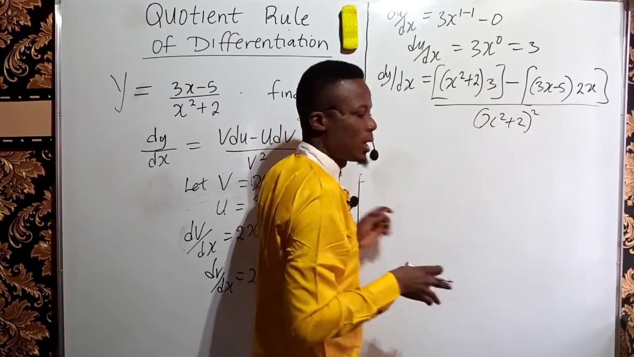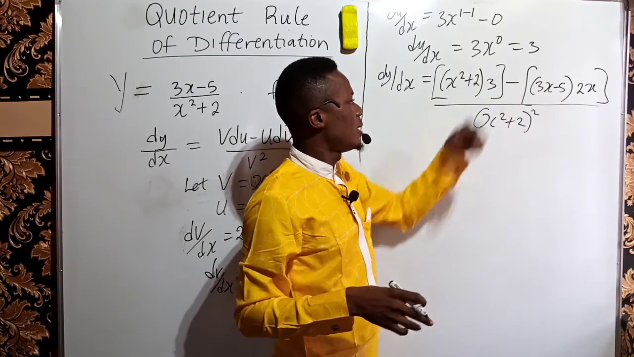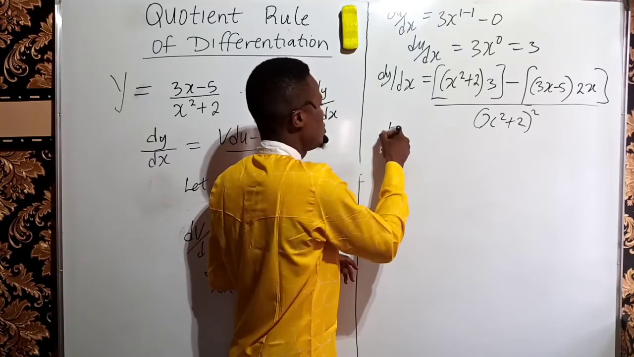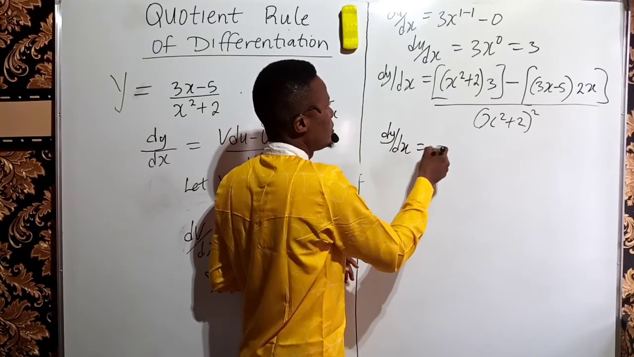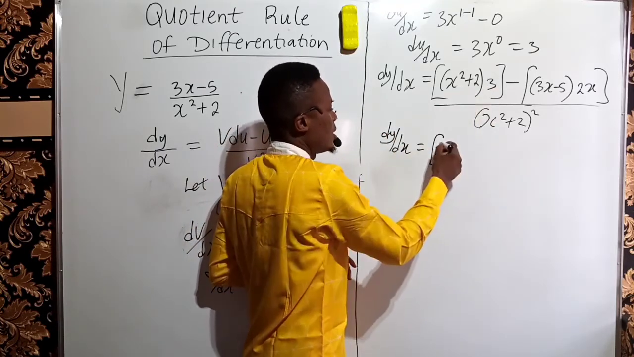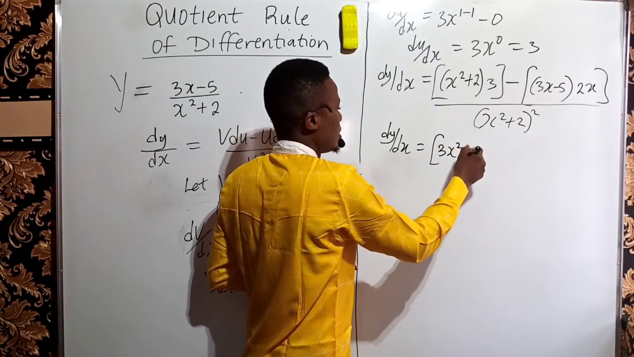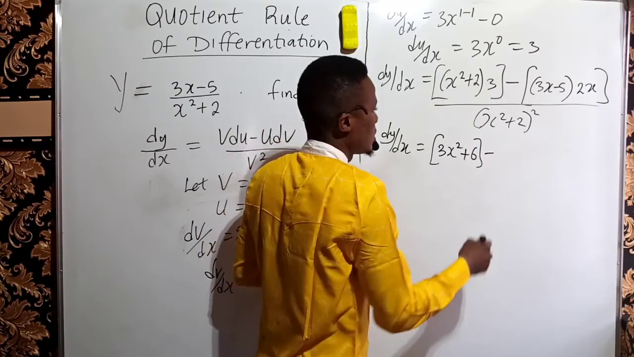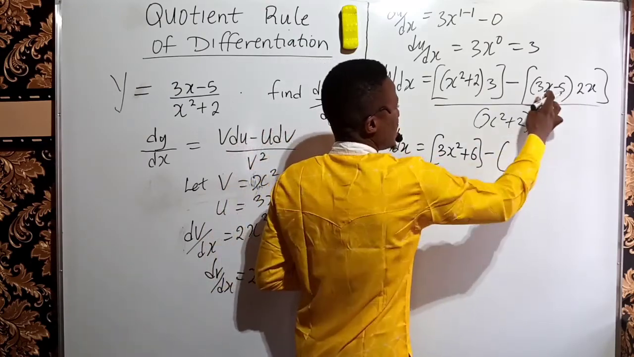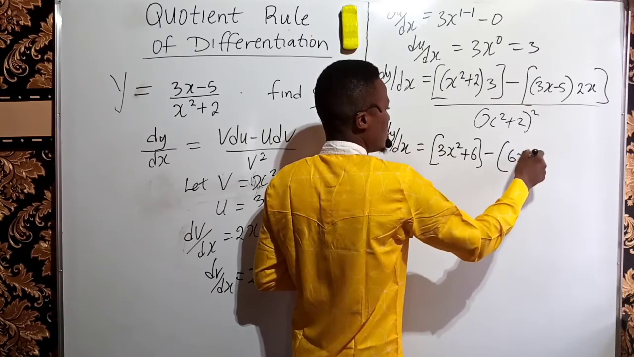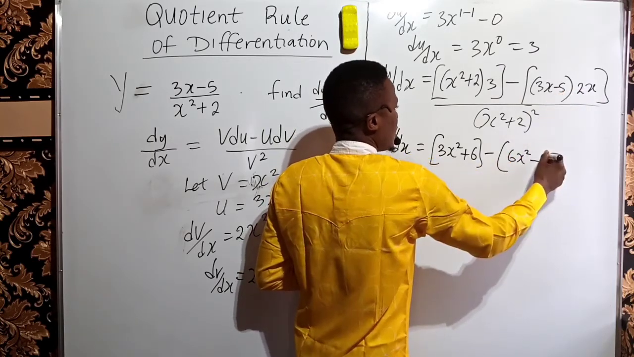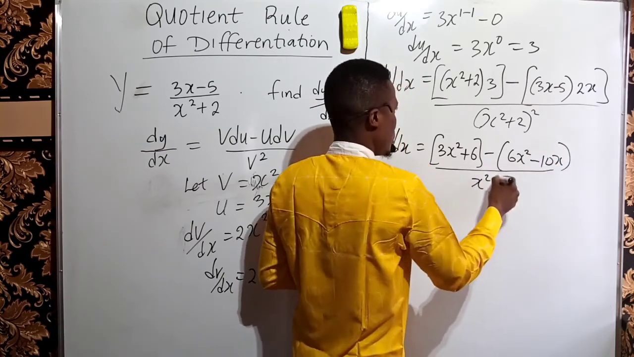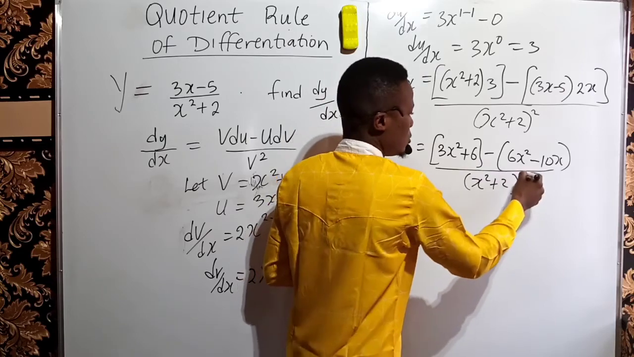No need to expand this bracket here unless you have a similar term up here that it can cancel. So dy/dx will give us 3 times x squared, which is 3x squared, plus 3 times 2, which is 6, minus 2x times 3x, which is 6x squared, 2x times 5, which is 10x, all over x squared plus 2 to the power of 2.